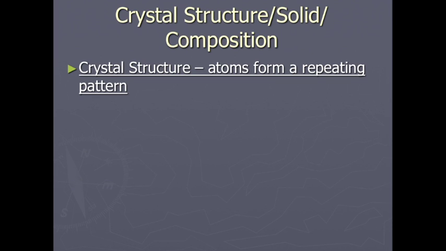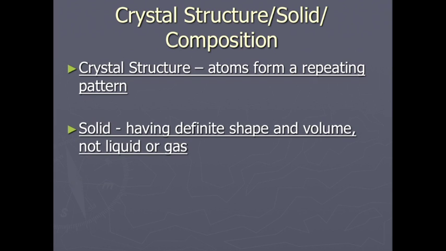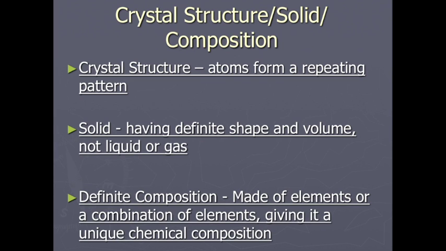These minerals must also have a crystal structure, so that means that at the atomic level there has to be some kind of repeating pattern. They must also be solid, meaning not a liquid or a gas, so they have some definite shape and they take up a specific area or volume. And the last characteristic that these minerals need to have is a definite composition, so it has to be made of elements or some kind of combination of elements that gives it a unique chemical composition.